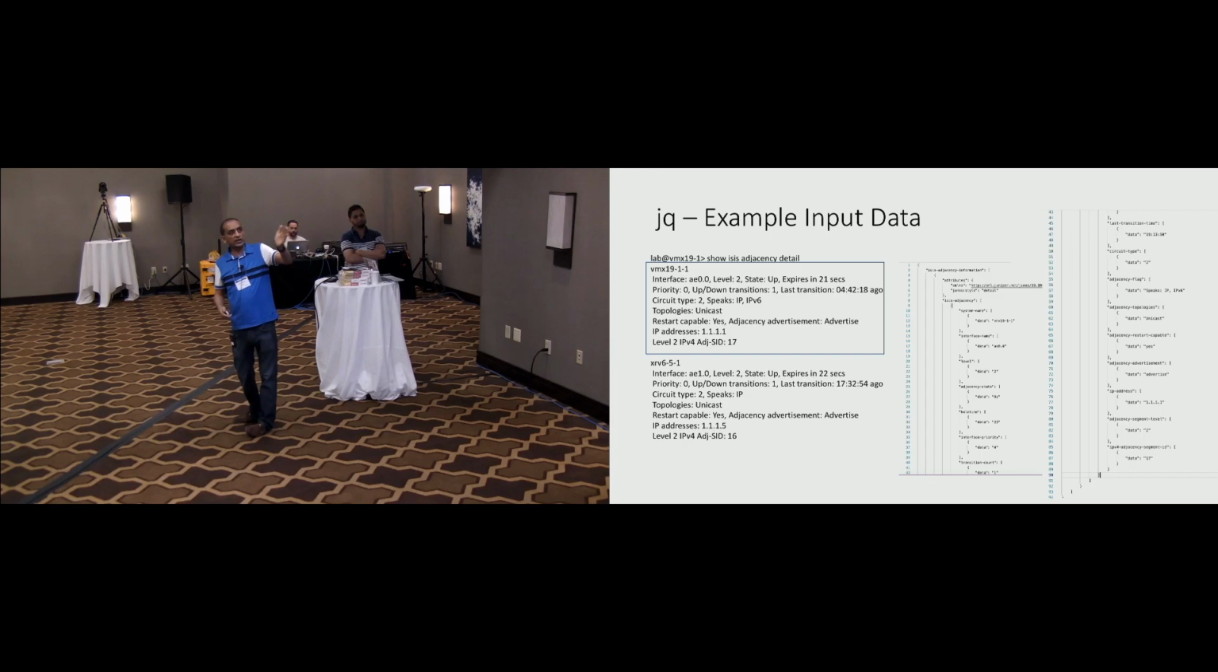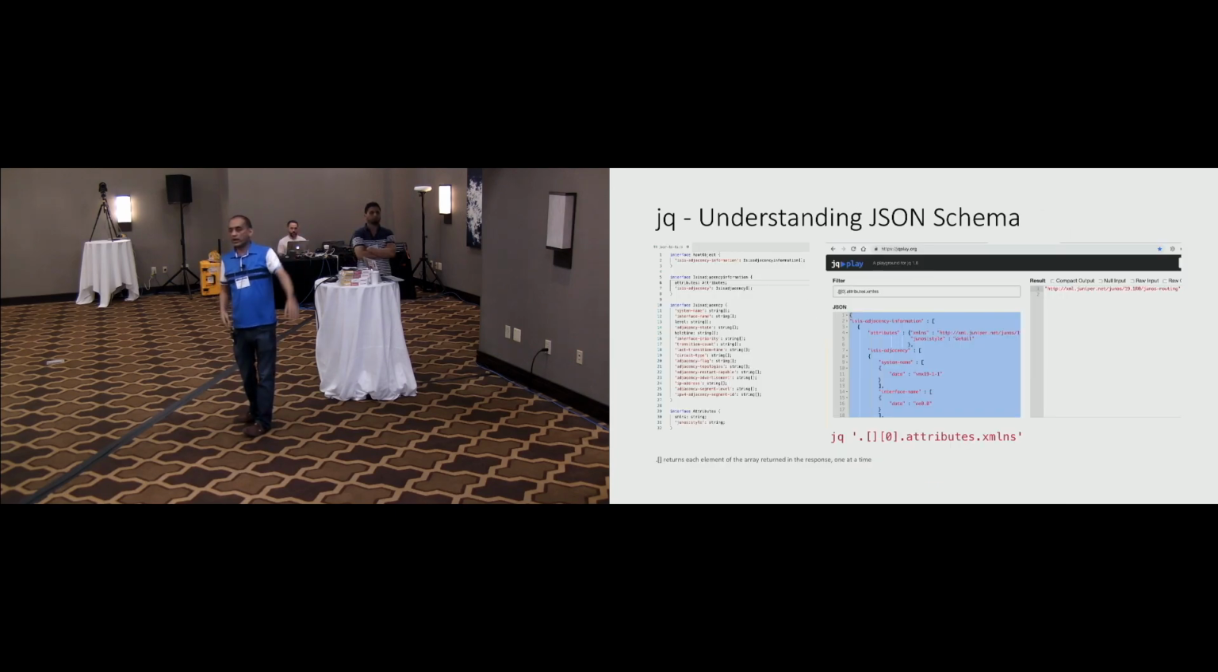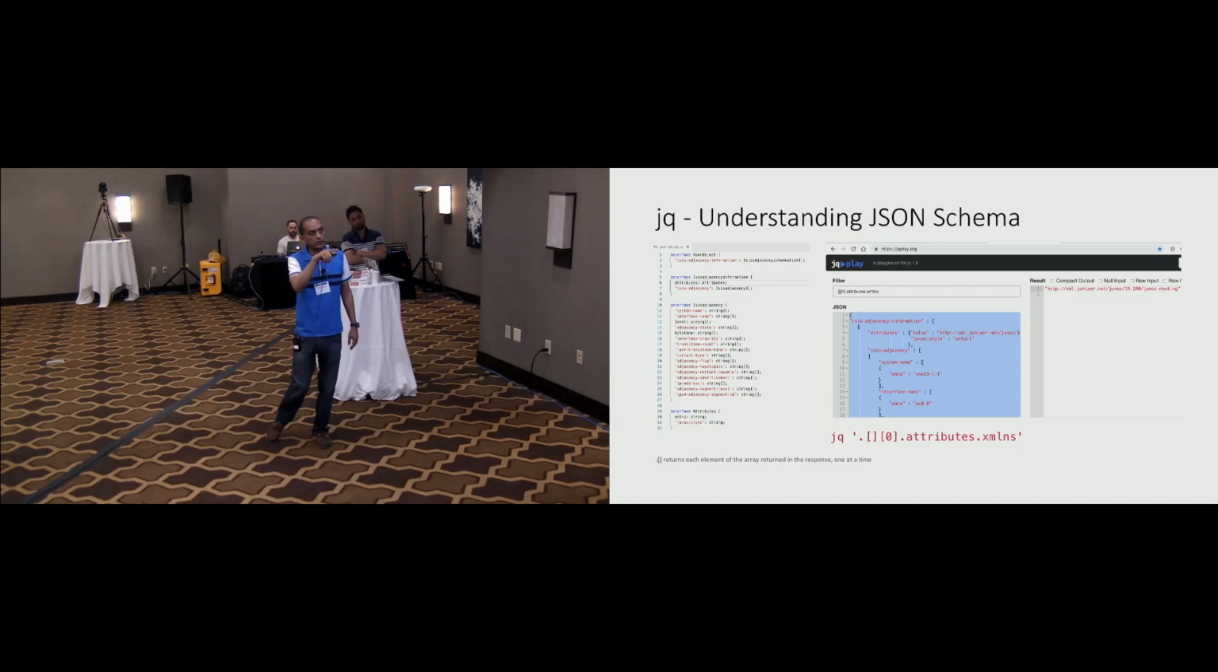So let's say you were interested in the xmlns attribute of it, that's how you will write it. You've taken out the outer array, then you've gone into the first element of it, because there is only one element inside that outer array, and then you go into the attributes, and then you want to get the xmlns value of it.